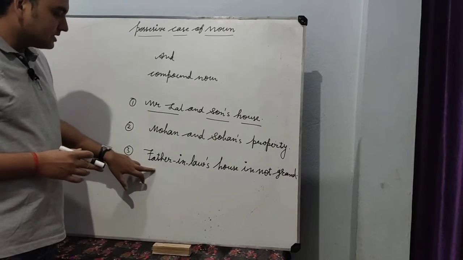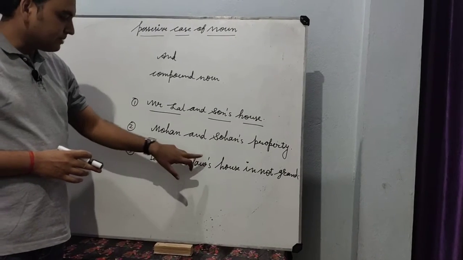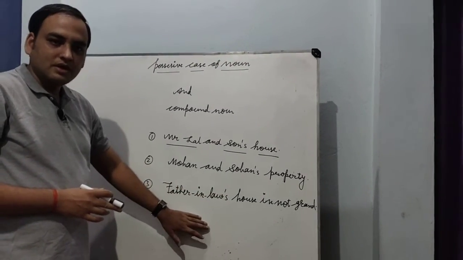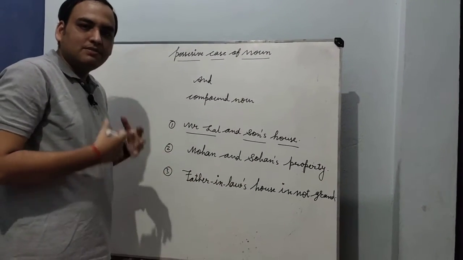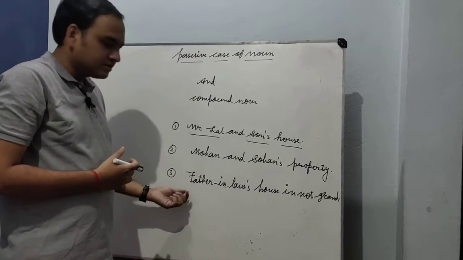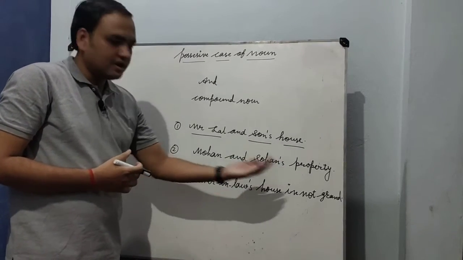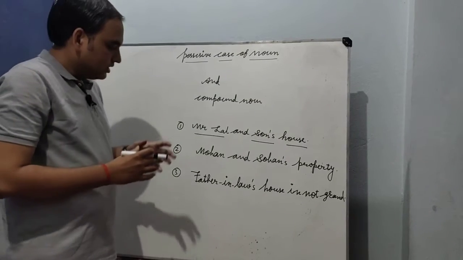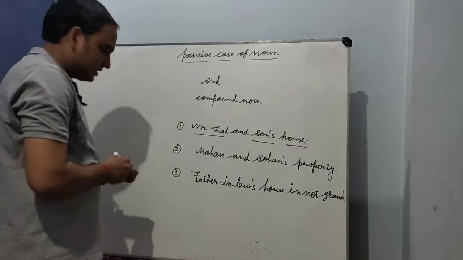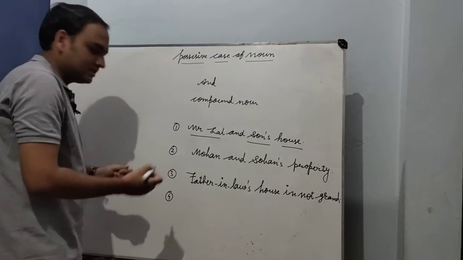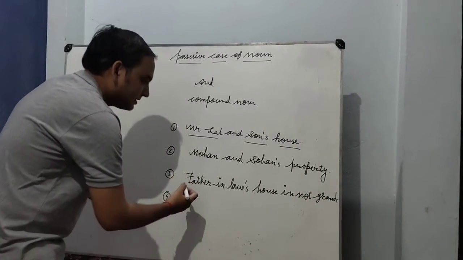Okay, so here is a compound noun and we have to use apostrophe at the last of this noun, right? In this way, by using this process, by using this procedure, we will make possessive form of noun. Okay, another example I will give you, then we will understand this concept better.